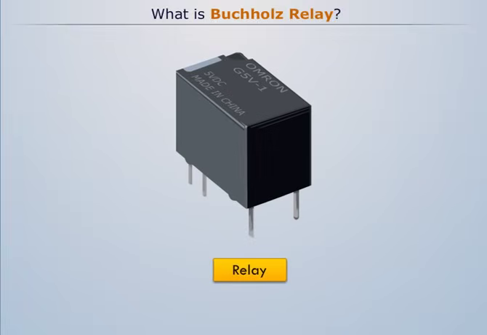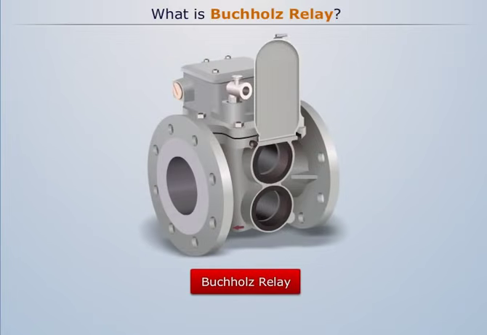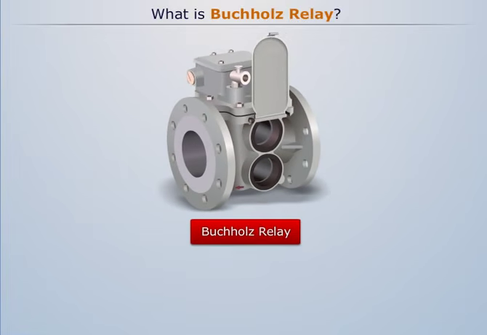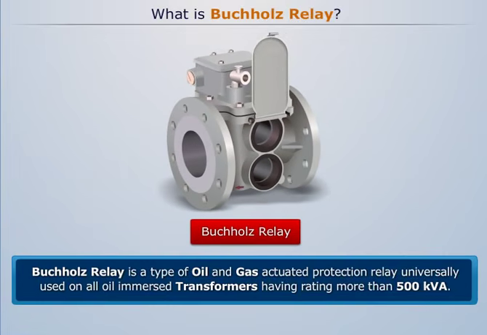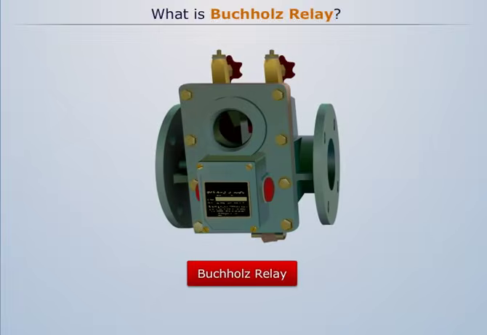Thus, relays are the best saviors for such conditions. And Buchholz relay is the most important relay used in transformers. Therefore, Buchholz relay is a type of oil and gas actuated protection relay universally used on all oil-immersed transformers having a rating of more than 500 kVA. Now we will discuss the Buchholz relay in detail.